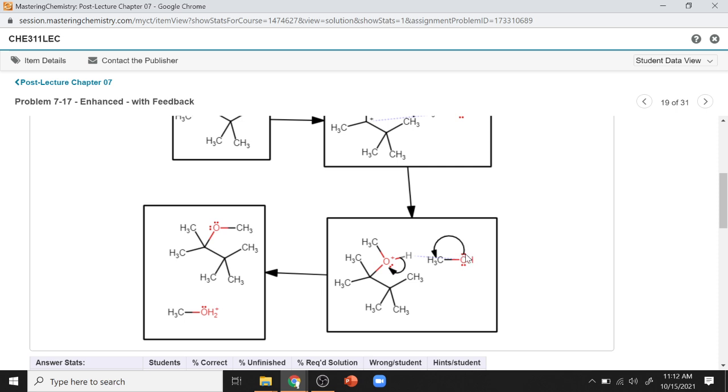You always put arrows moving electrons. So you're moving electrons from here into a bond with that H. So that H is gaining access to those electrons through what is called a coordinate covalent bond. And these electrons that are in this bond are going onto that oxygen there, which had a positive charge.